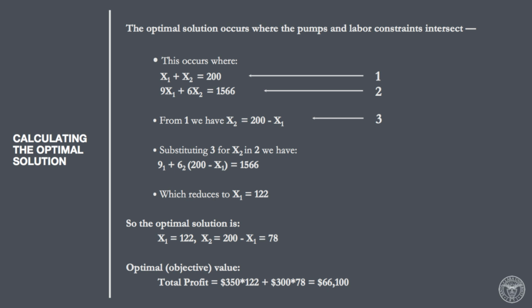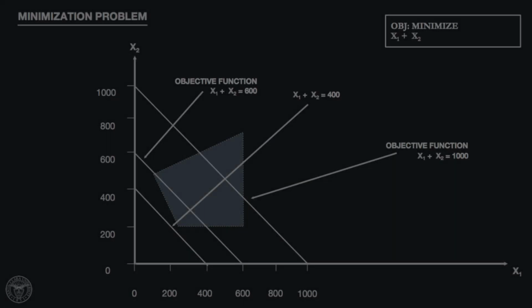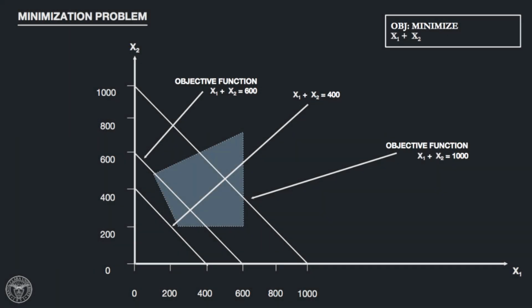So we get the optimal solution, x1 equal to 122 and x2 equal to 78. We plug these two values into the total profit function, and we have 350 times 122 plus 300 times 78 equal to 66,100. Just now, we solved a problem with a maximization objective. In that case, we try to move the level line of the objective function outwards to touch the last point of the feasible area.